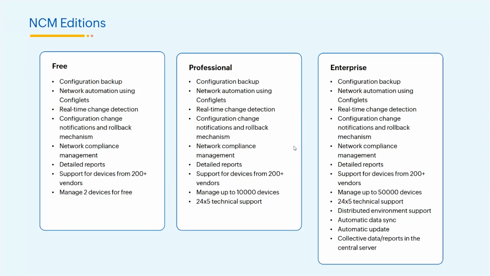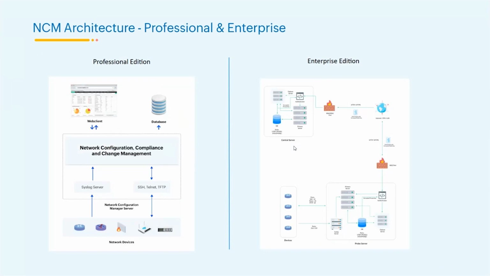In free edition, you can manage only 2 devices, but in professional edition, you can manage up to 10,000 devices. And in enterprise, you can manage up to 50,000 devices. So let me tell you the difference. Here on the left side, I have listed the professional edition's architectural diagram, and on the right side is the enterprise edition's architectural diagram.